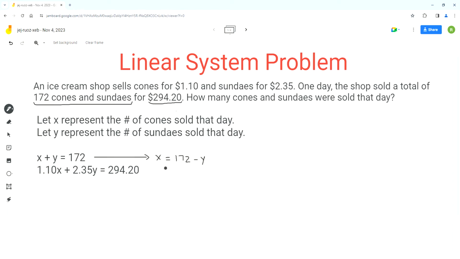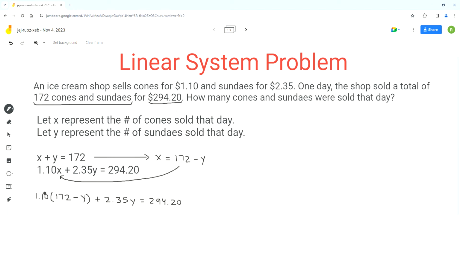Now we can do the substitution for x in the second equation. So our equation becomes 1.10 times 172 minus y. So we replace x with 172 minus y, plus 2.35y equals 294.20. So the rest of the equation stays the same.